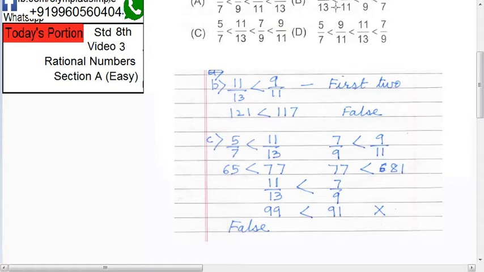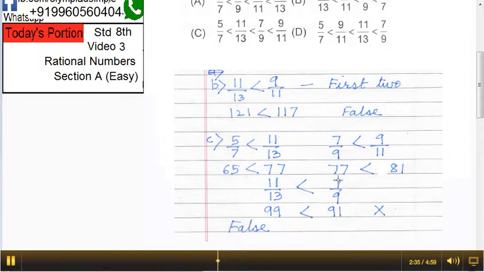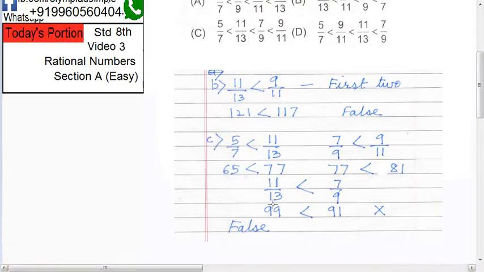That is also true. So then compare the two middle ones, 11 by 13 and 7 by 19. 11 9s are 99, 13 7s are 91. So 99 is less than 91, so that is false. So that's why C is false.